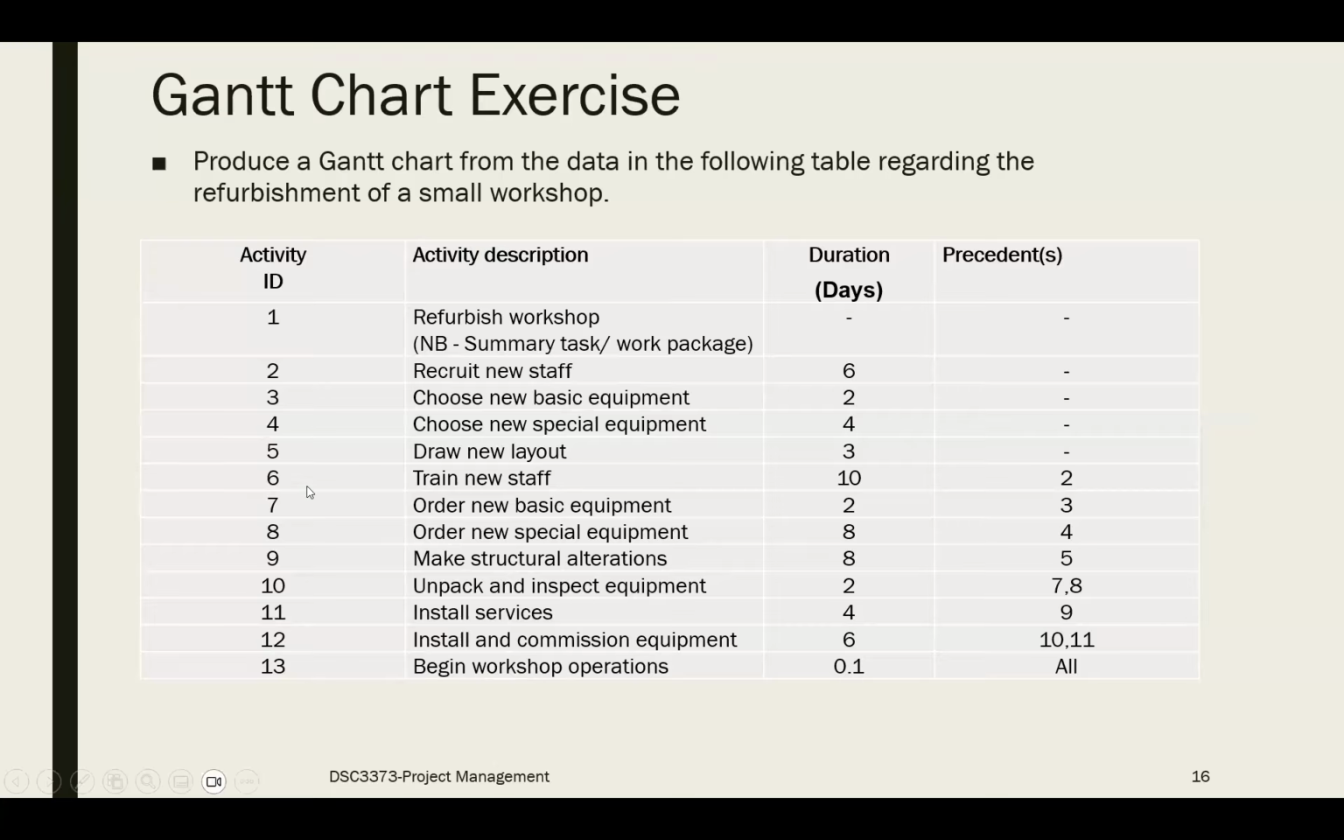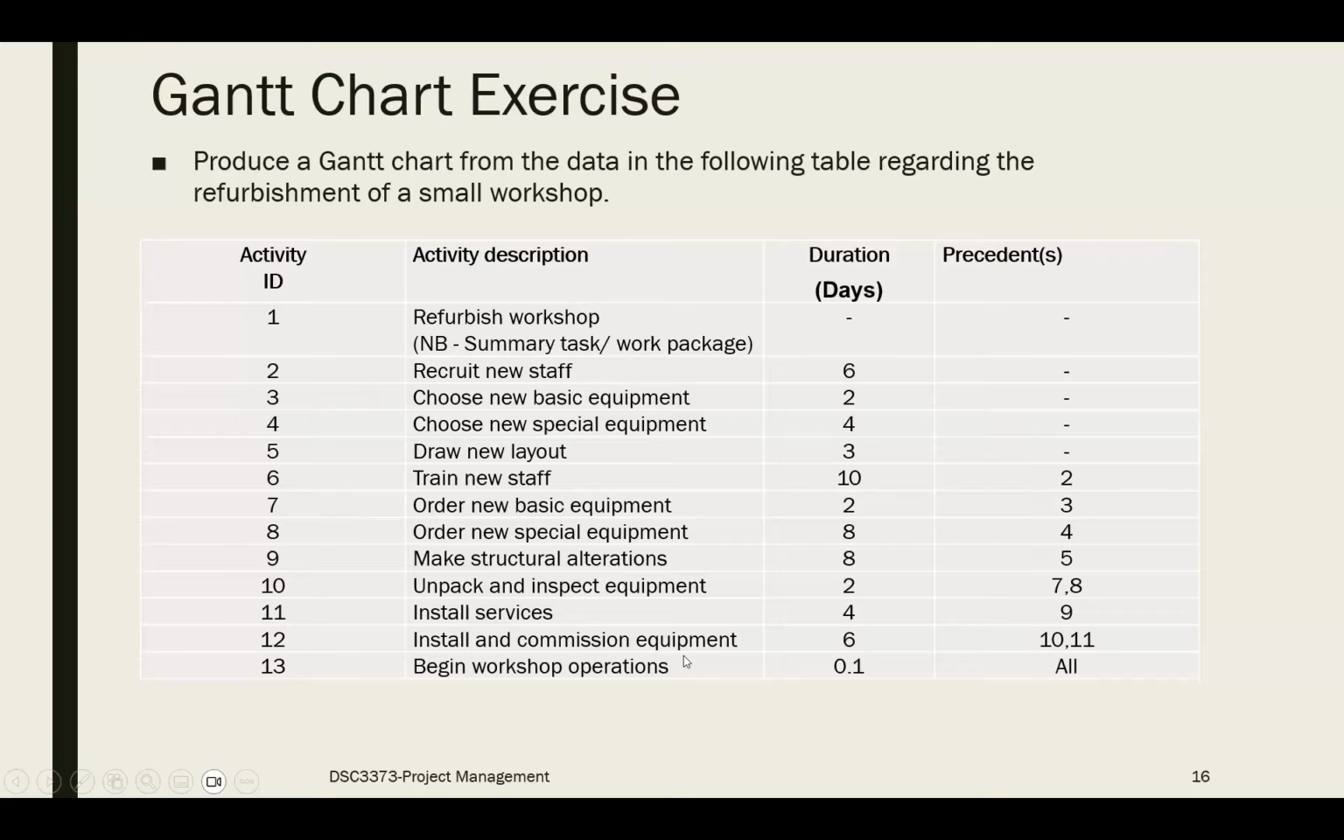For example, let's look at activity 6, training new staff, duration is 10. As precedent, they have given 2, which means that you need to complete activity 2 before starting activity 6. Similarly, if you look at activity 7, precedence is given as activity 3. So this means you have to complete activity 3 before starting activity 7.